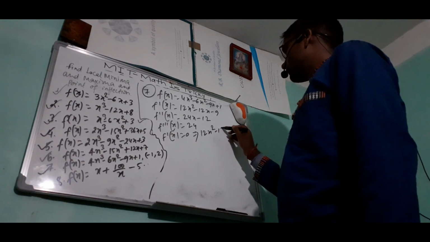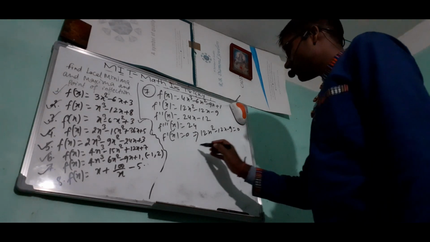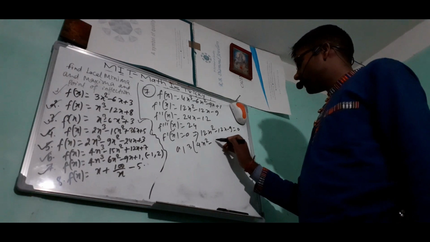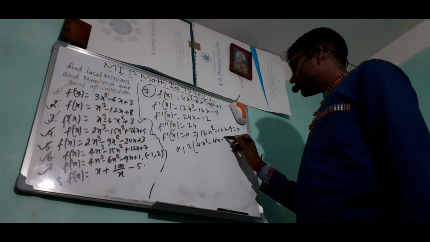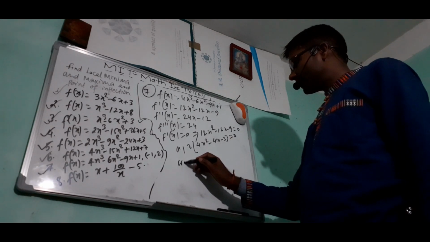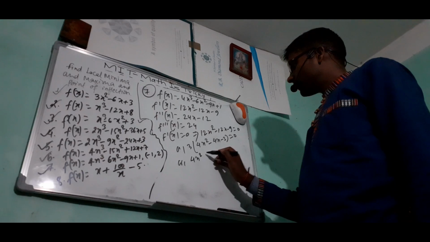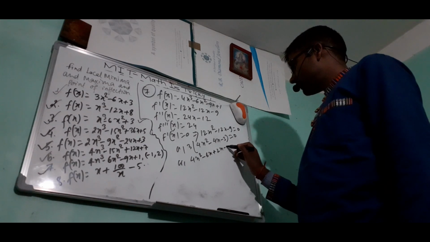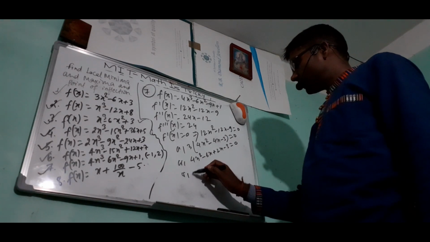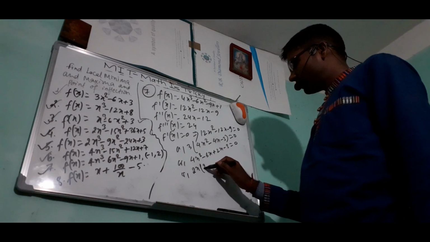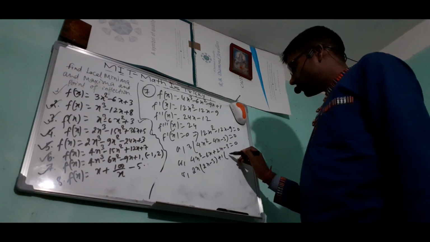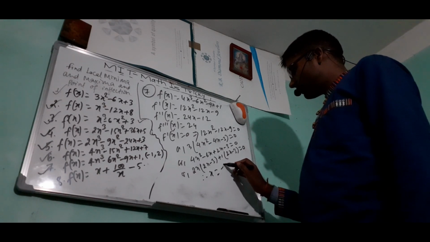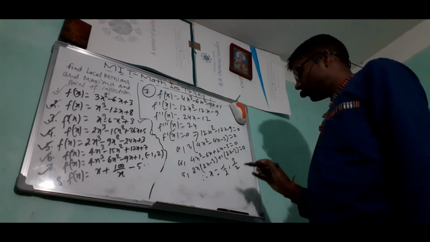And f'(x) equals 0 gives 12x squared minus 12x minus 9 equals 0. Let's simplify this. 3 is common. If we take 3 common, we get 4x squared minus 4x minus 3 equals 0. So that will be 4x squared, 4 times 3 is 12, so minus 6x plus 2x minus 3 equals 0. It gives 2x common: 2x minus 3 plus 1 common, 2x minus 3 equals 0. Therefore we'll have x equals either minus 1 by 2 or 3 by 2.